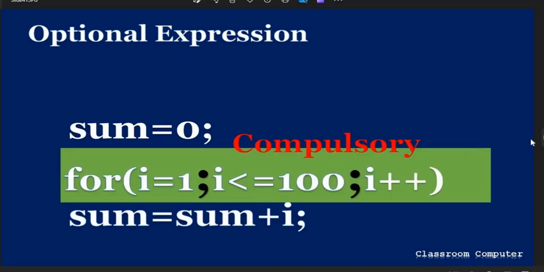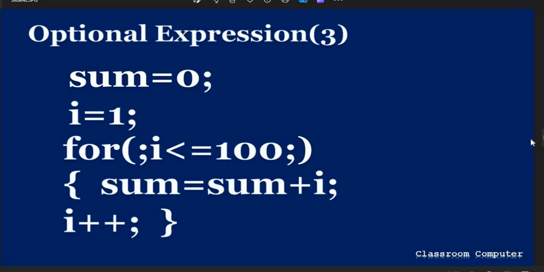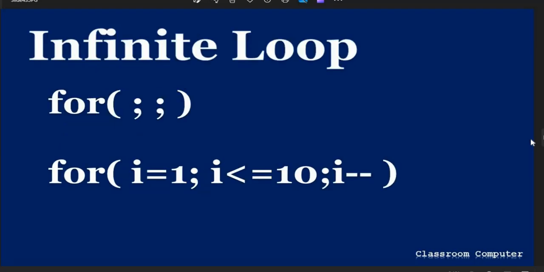The only compulsory things in a for loop are the for keyword, two parentheses and two semicolons. So this optional expression 3 is also a valid expression. Actually, you can erase every part from the for loop, the test condition part also, something like that. This type of loop is called an infinite loop. Both loops in this screen are infinite loops. Sometimes we also call it an endless loop. You can omit the test expression to make it an infinite loop. The second one is an infinite loop.